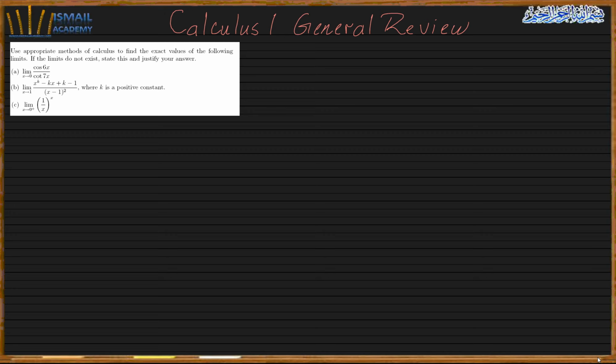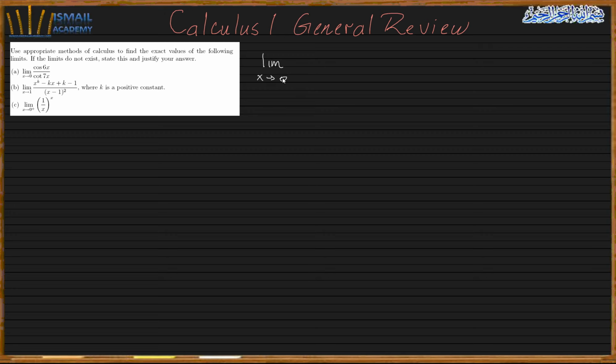So let's start with this set of questions. Here they ask us to use the methods of calculus to find the exact limit. If it does not exist, we just need to justify our answer for why it does not exist. So we'll start with the first question.